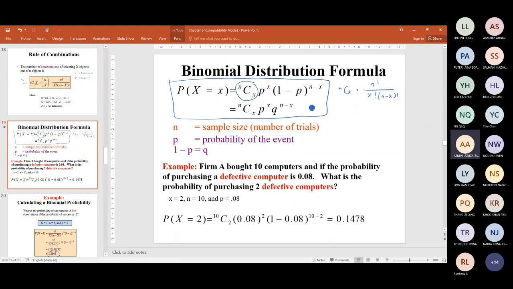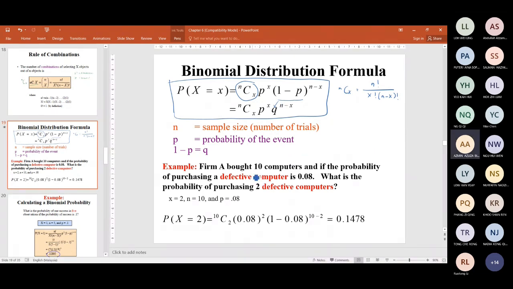Okay, so n is the sample size, the number of trials, and P is the probability. 1 minus P, sometimes the formula uses Q here, which is actually 1 minus P. Sometimes you can see it written as nCx P^x Q^(n minus x). After they change this to Q, it's actually just the same.